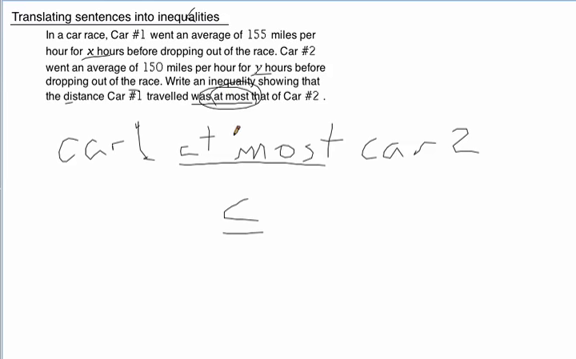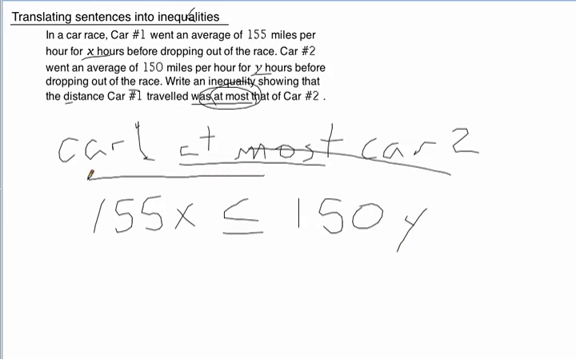So that's the tricky part here, because we know that car 1 traveled 155 miles per hour for X hours, so that's easy. That's 155X. And then car 2 is 150 for Y number of hours. And there's our answer.